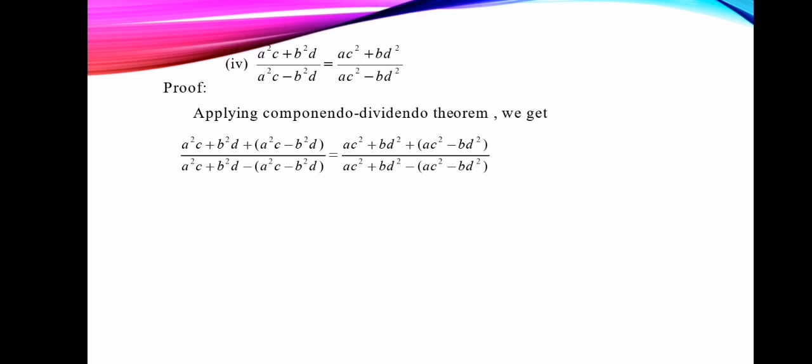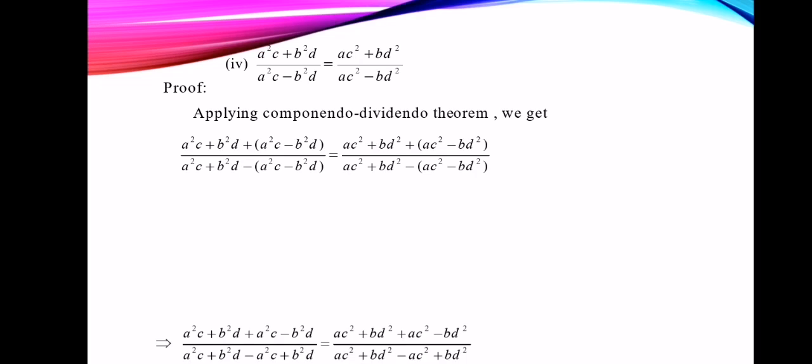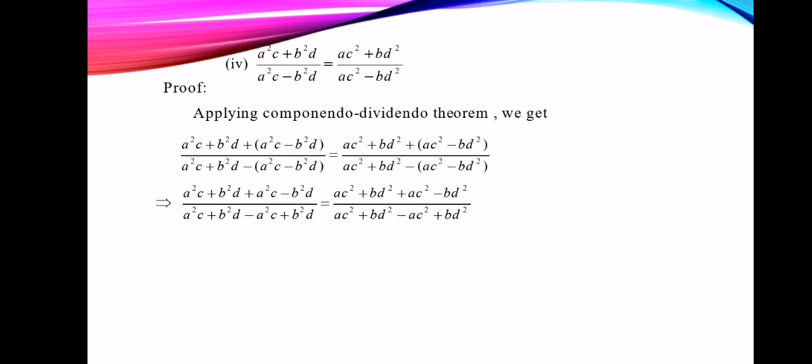After applying it, we just get (a²c + b²d + (a²c − b²d)) divided by (a²c + b²d − (a²c − b²d)) is equal to (ac² + bd² + ac² − bd²) divided by (ac² + bd² − (ac² − bd²)). After cancellation of the like terms with opposite signs, we just get 2a²c by 2b²d is equal to 2ac² by 2bd².